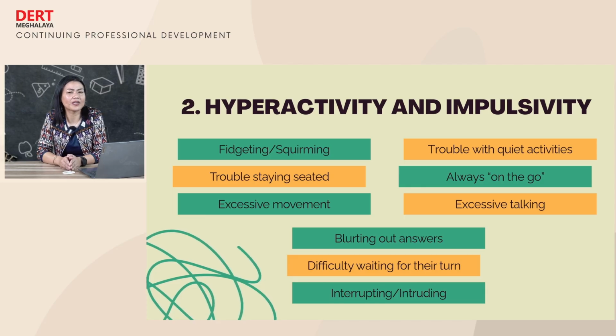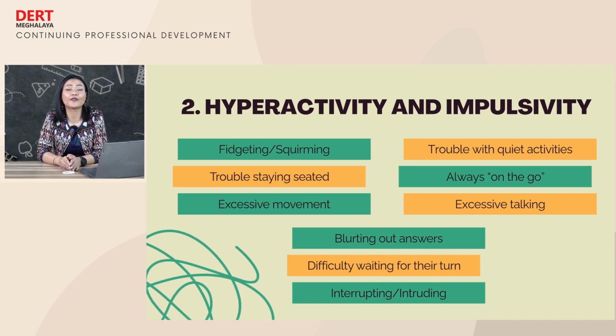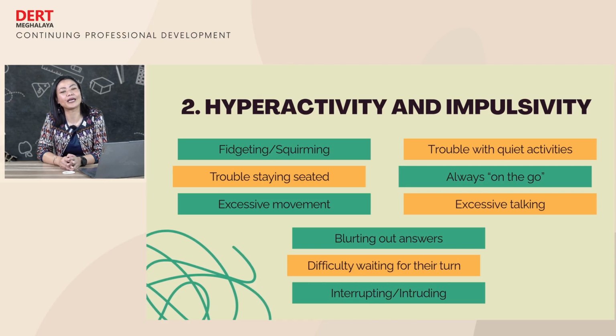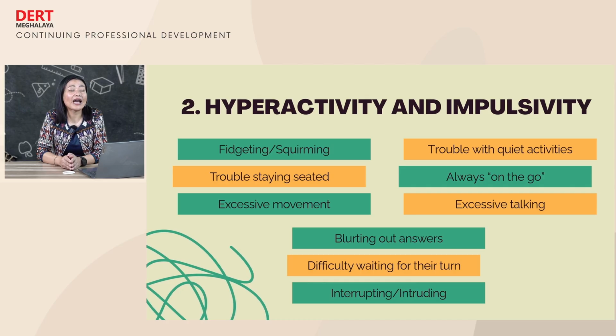Blurting out answers. Sometimes they would finish people's sentences when talking or answer questions before they are fully asked. Difficulty waiting their turn. They have trouble waiting for their turn, like standing in a line or during a game. Interrupting or intruding. They would interrupt conversations, games or activities or start to use other things without permission.